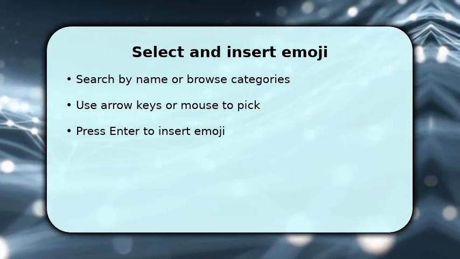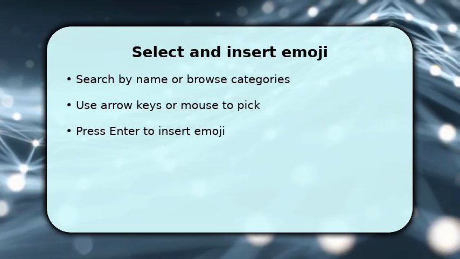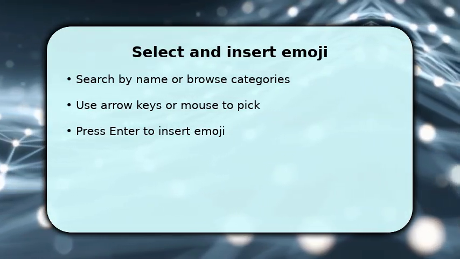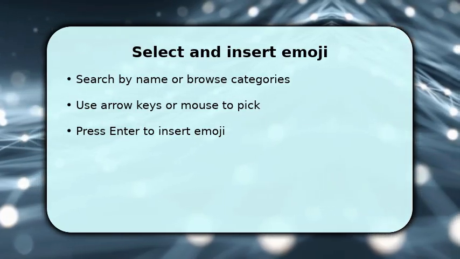Use arrow keys to move through suggestions for precise control, or click if you prefer. Once highlighted, press Enter or click to insert. This ensures the emoji becomes text in your document or message rather than an image.